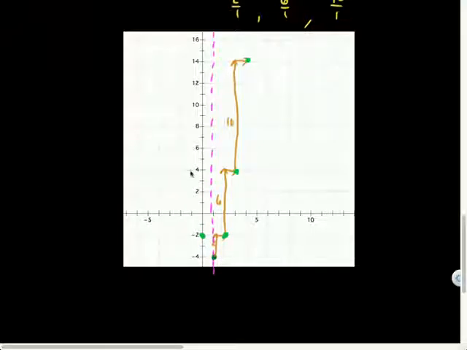Wah, wah, wah. And yeah, that would be right there. And then I can draw my prettiest parabola.